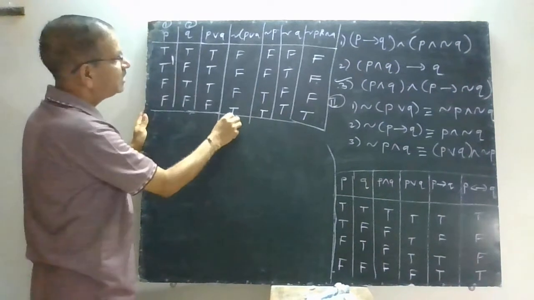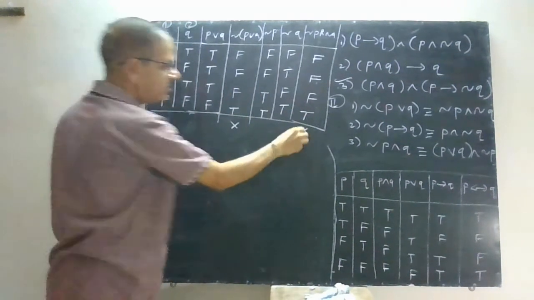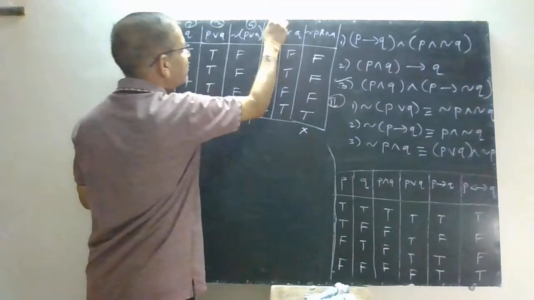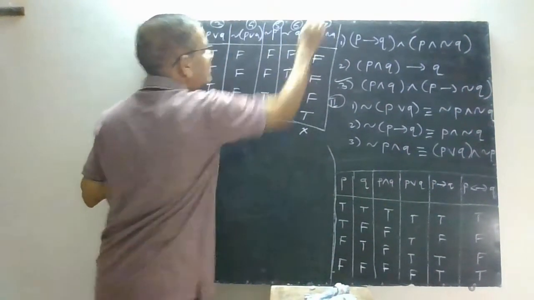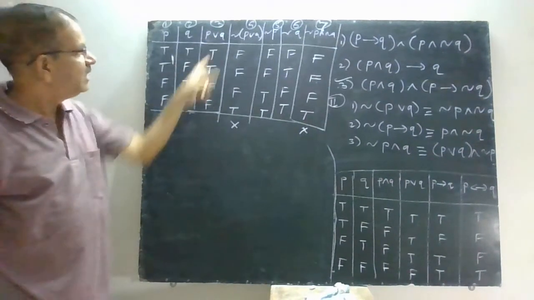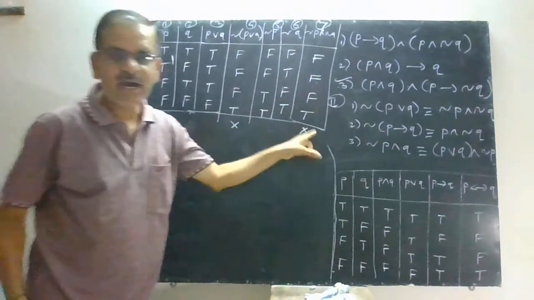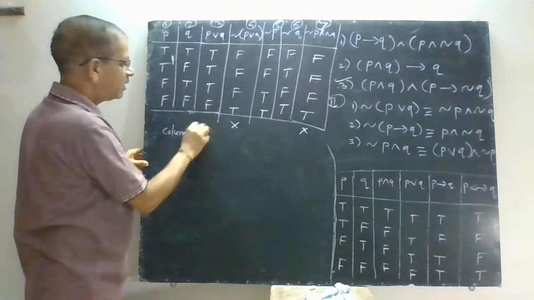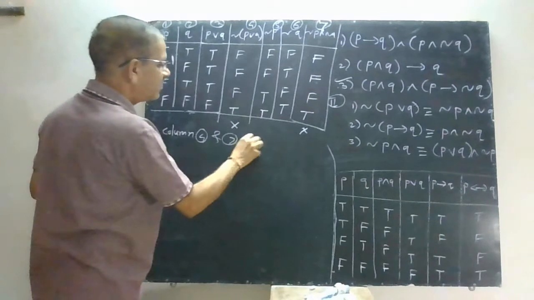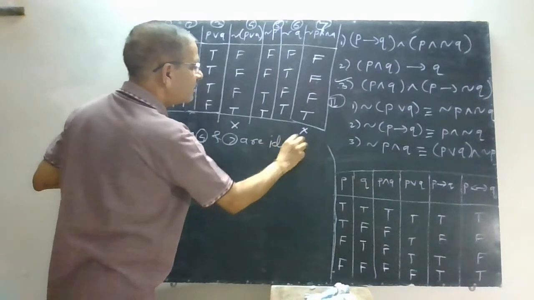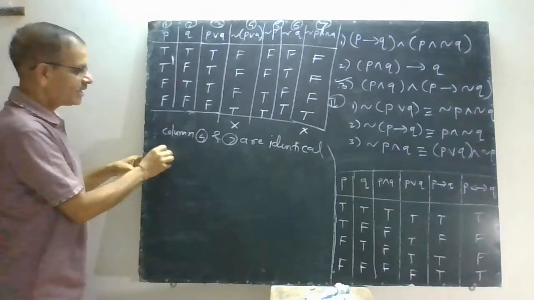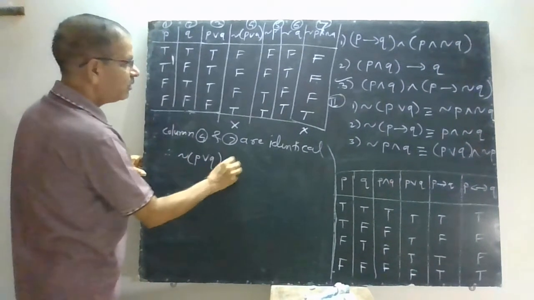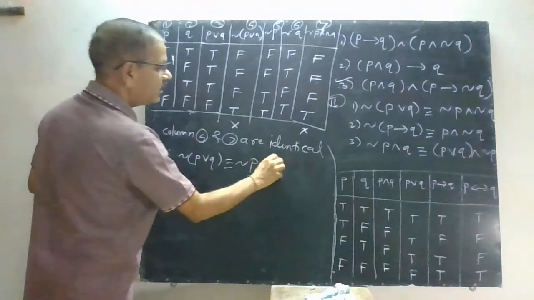Now you can observe these two columns. Suppose you number the columns: this is 3, this is 4, this is 5, this is 6, and this is 7. You can see column 4 and column 7 are identical, and hence you can write down negation of P or Q is equivalent to negation of P and negation of Q.